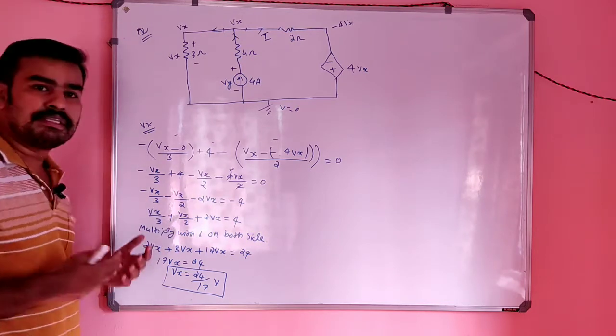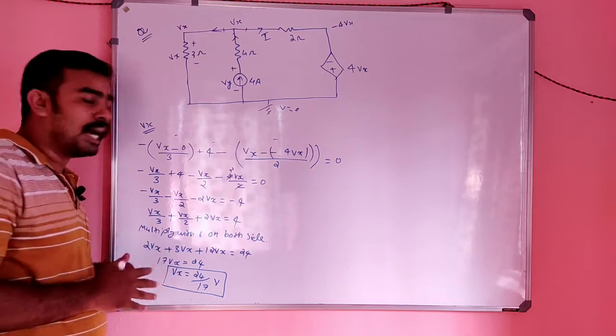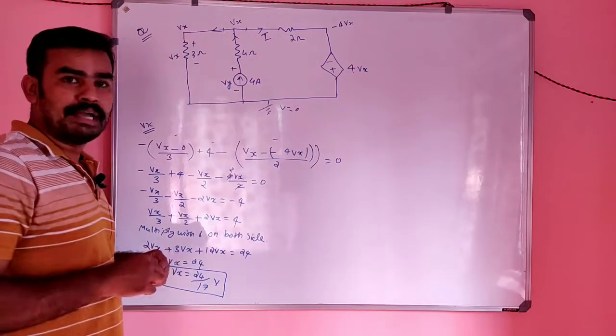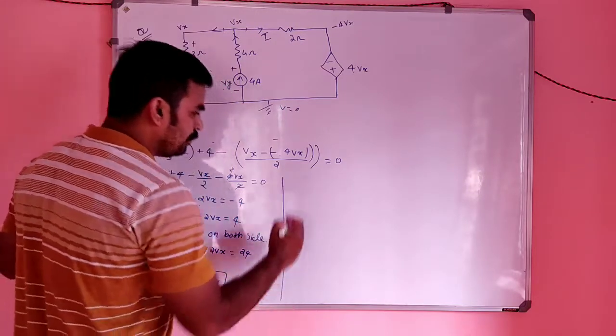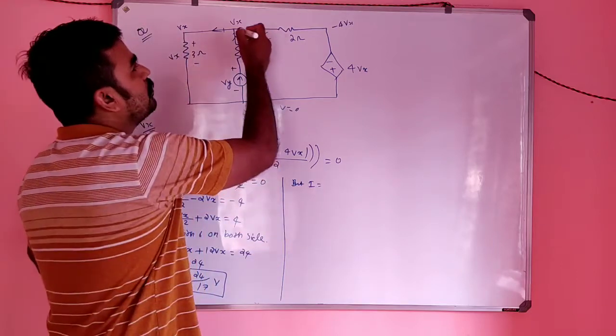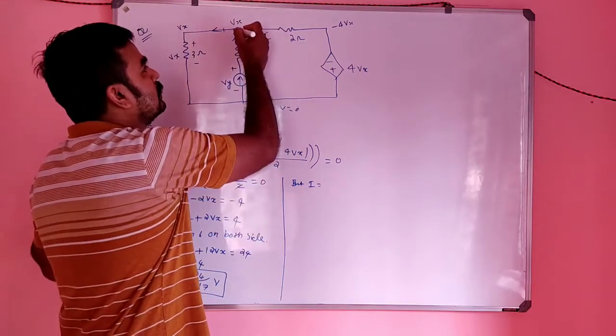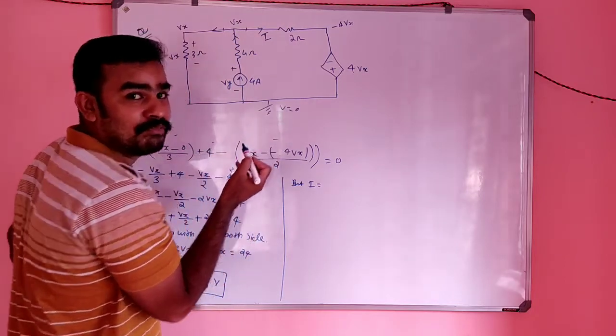But our aim is not finding the value of simply Vx. Our aim is to find the value of I. How can I write I? I will be equal to this voltage minus this voltage divided by the resistance in between, right?